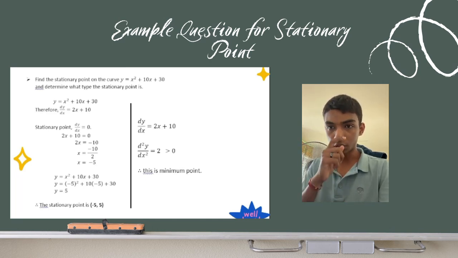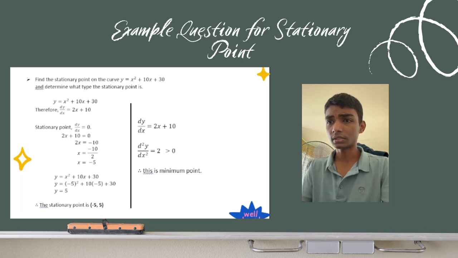So now let's go to the stationary point. dy over dx is equal to 0. So 2x plus 10 equals 0. 2x equals negative 10. x equals negative 10 over 2, and x equals negative 5. y equals x squared plus 10x plus 30. Substitute the x value into this equation and y is equal to 5. Therefore, the stationary point is (negative 5, 5).